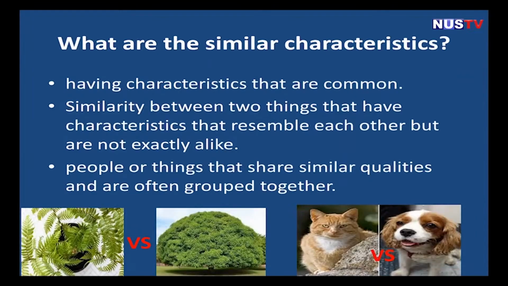So what are similar characteristics? What makes one organism have the same parts or observed structure as the other? Having characteristics that are common, similarities between two things that have characteristics that resemble each other but are not exactly alike, and people or things that share similar qualities and are often grouped together.